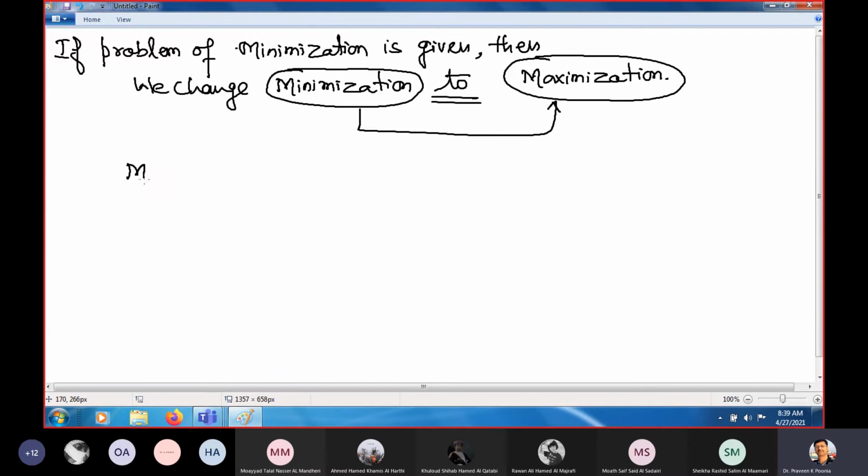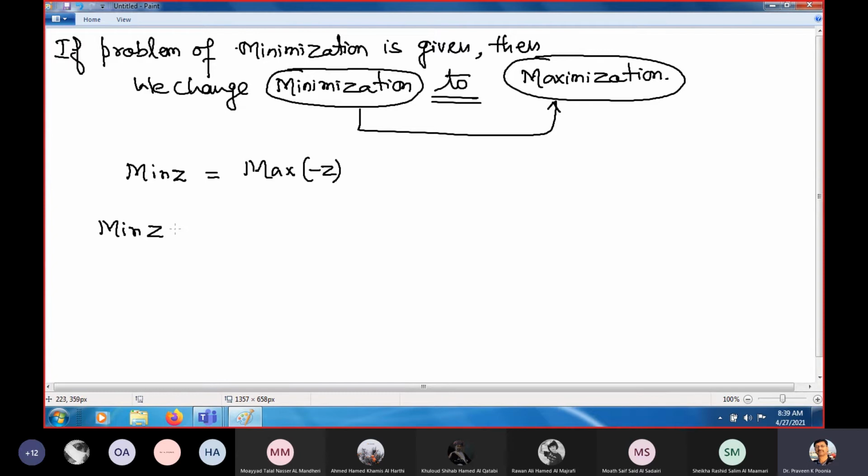How are we going to do it? Minimum Z is always equal to maximum of minus Z. It means if you want to change any minimization problem into a maximization problem, you need to change Z into minus Z. That's all. This is the only change you need to make. For example, we are going to solve this problem.